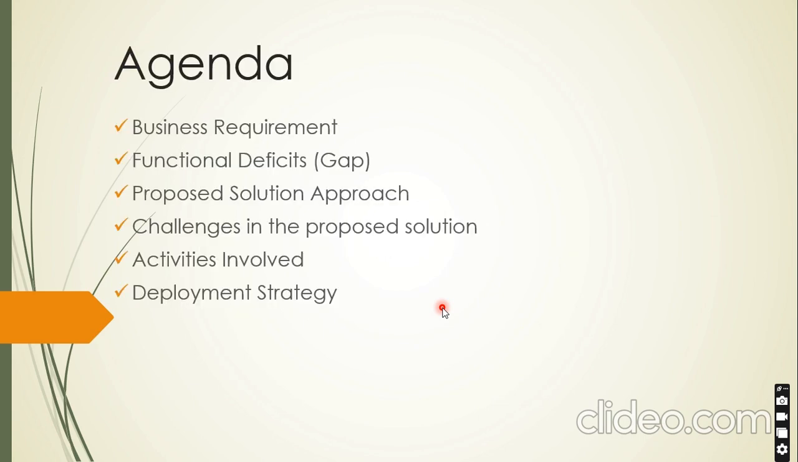This is the agenda. What is the business requirement, and what are the functional deficits, that is the gaps, how many solutions are proposed, and the challenges in the proposed solutions, and what activities are involved, and deployment status, meaning in production how we are going to deploy, and what pre-activities we need to perform.